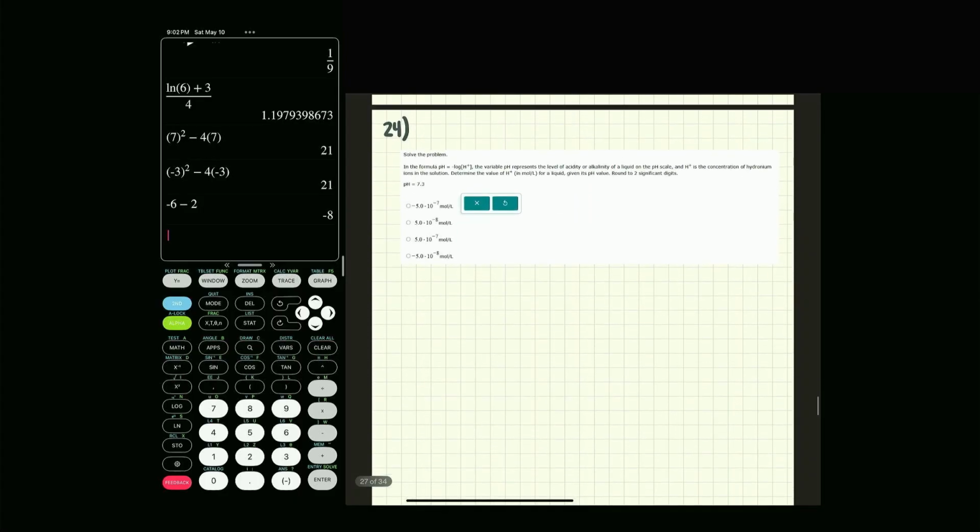24. A pH problem. They give us the pH formula, which I'll write a little bigger here. pH equals negative log H plus, but I like to just write the X in there. And then they give us a pH. They say the pH is, in this case, 7.3. So we're going to plug that into the formula.